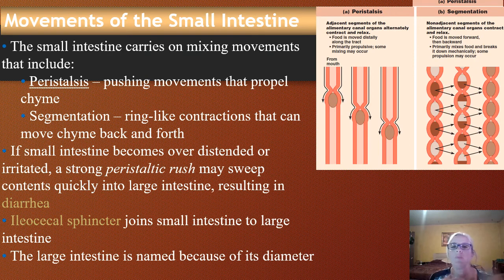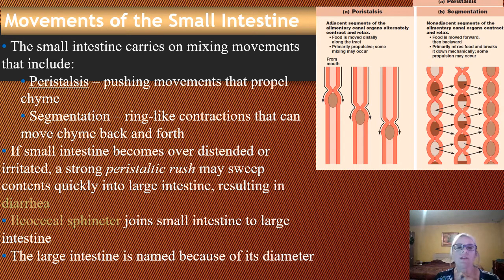So we talked a little bit about movements of the small intestine. We talked about peristalsis, which is the wave-like movement going down, and then we talked about the mixing and turning, which is more mixing everything up, right? That's segmentation, the ring-like contractions moving the chyme back and forth. If the small intestine gets really distended or really irritated, you can have, and you have probably experienced this in your life, what's called a peristaltic rush. That's when you have to run to the bathroom urgently because you have diarrhea. If it becomes too full or irritated, it's going to flush everything out really quickly.